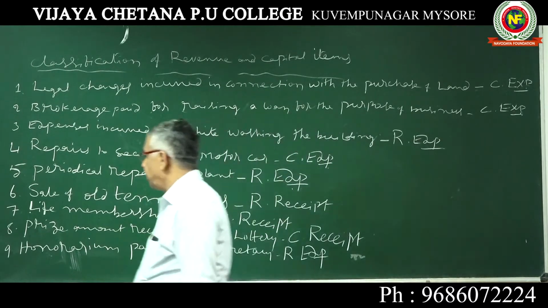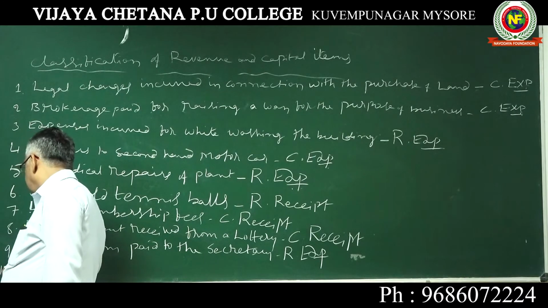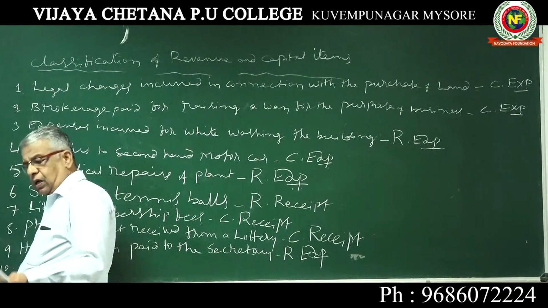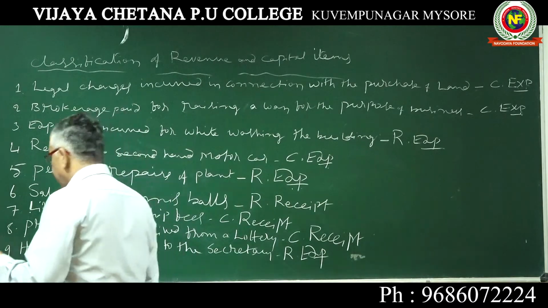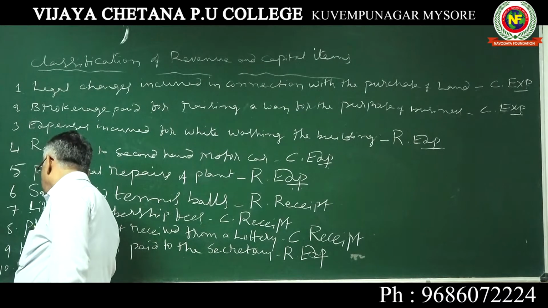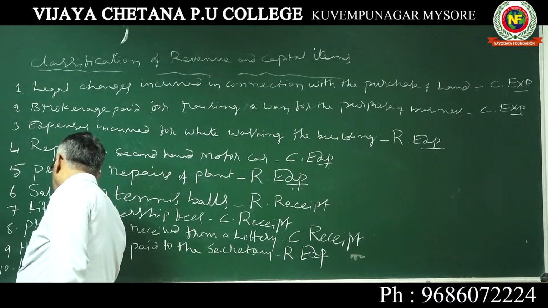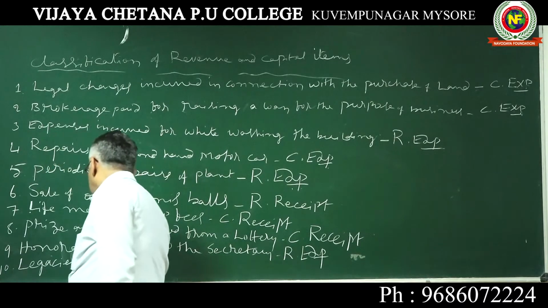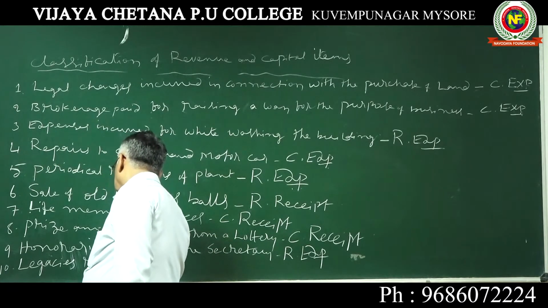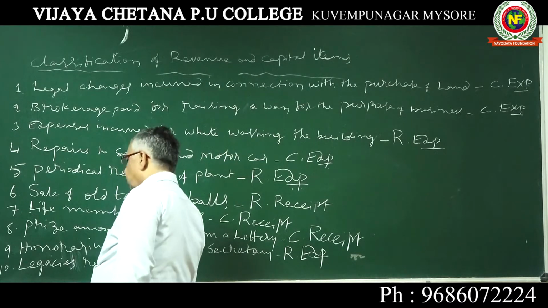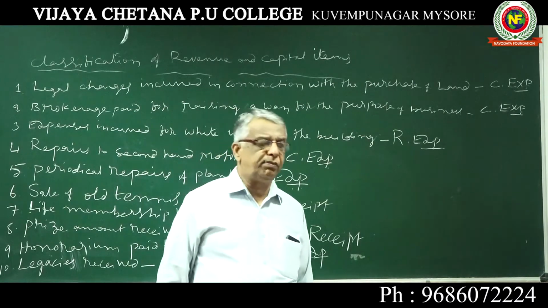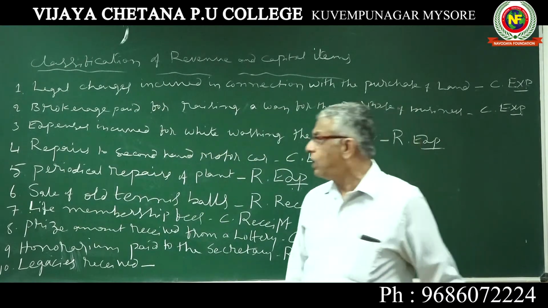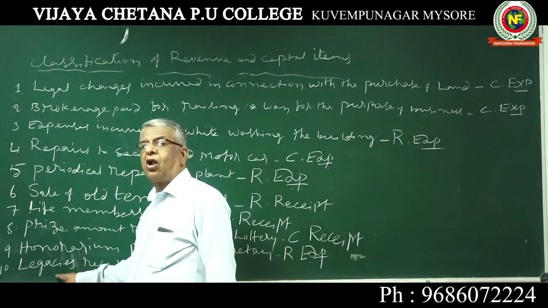Revenue expenditure. And the 10th point is legacies received. Legacies. This is a very, very important point. Before we classify whether it is capital or revenue, it is better to know the meaning of legacy. I have already explained it in the earlier class.